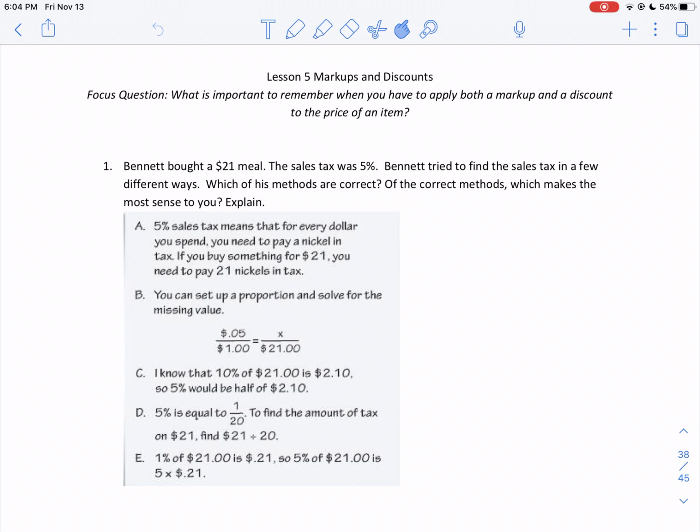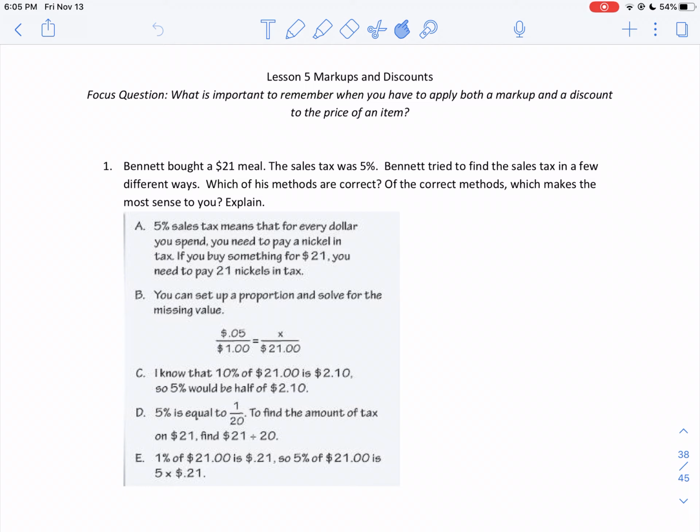Hello, Math 7. So we are looking at percents and prices, lesson 5 today, markups and discounts. We've been talking about markups and discounts for the past couple of days, and we did problems with just discounts and problems with just markups. And now we're looking at some that have both a markup and a discount. And we always want to make sure that we apply those in the order that it tells us to.